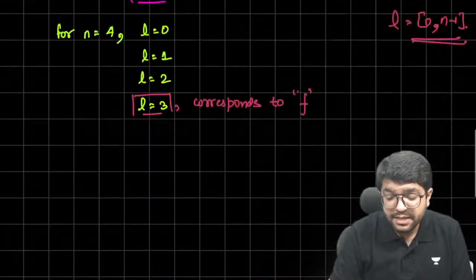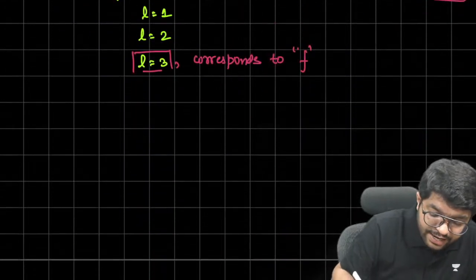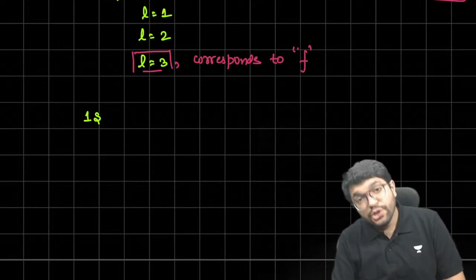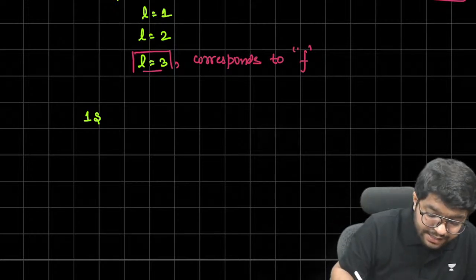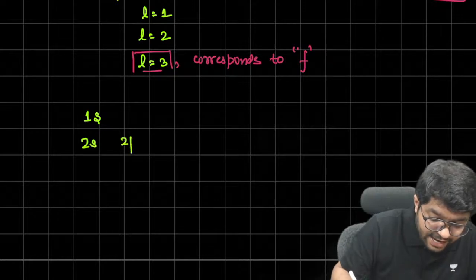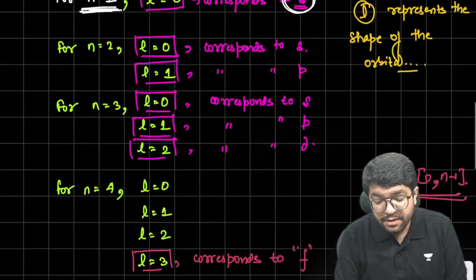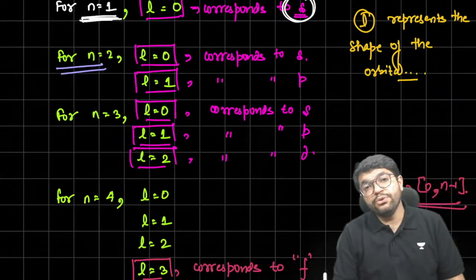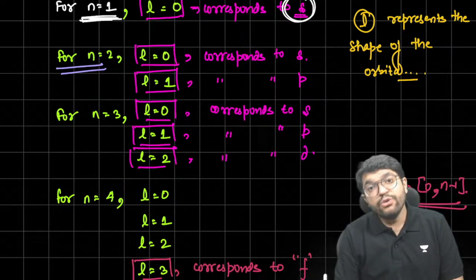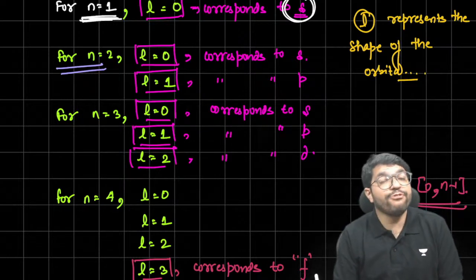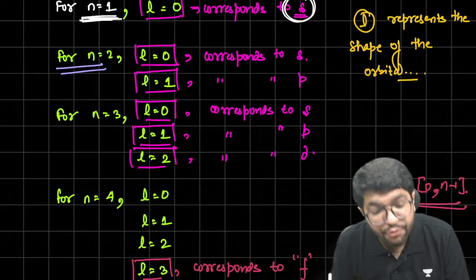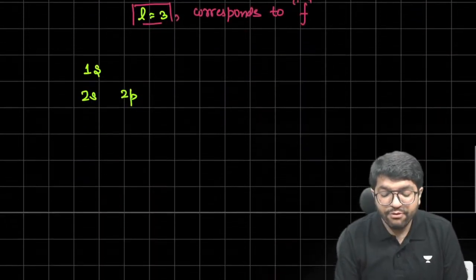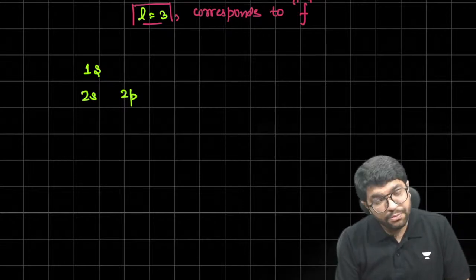Which means that for the first shell, it is only 1S. For the second shell, it is going to be 2S and 2P. How do I know this? Because for the second shell, my L can be 0 or L can be 1. For 0, it is S. For 1, it is P. So for n = 2, it will be 1S and 1P, and therefore it will be 2S and 2P.